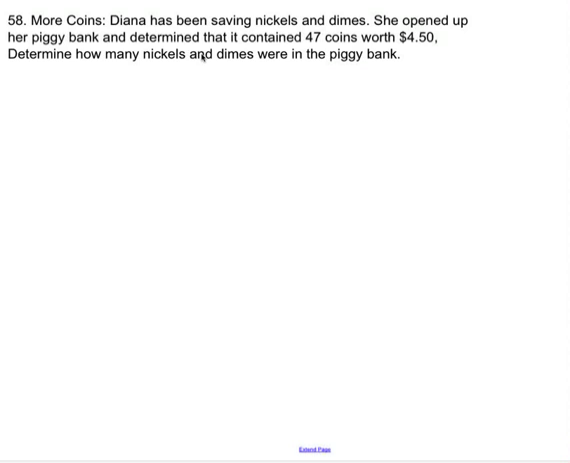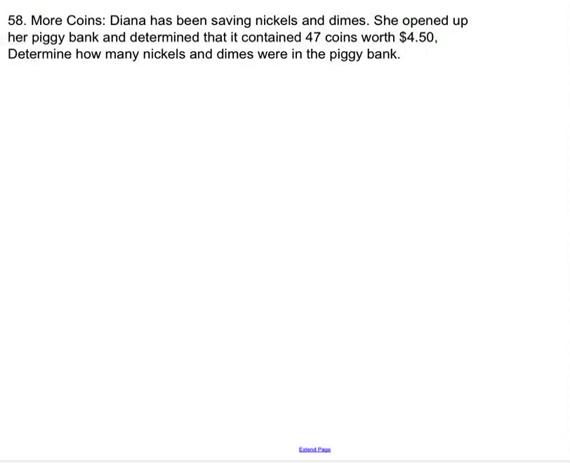On this one, Diana has been saving nickels and dimes, since quarters and pennies are not good enough for her, so she's only doing nickels and dimes. She opens up her piggy bank and determines that she has 47 coins worth $4.50. That's what you get for only doing nickels and dimes. Determine how many nickels and how many dimes are in the bank.